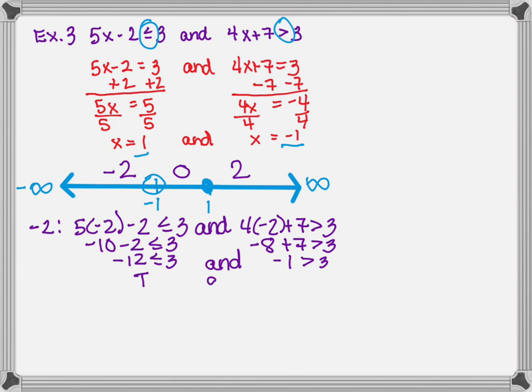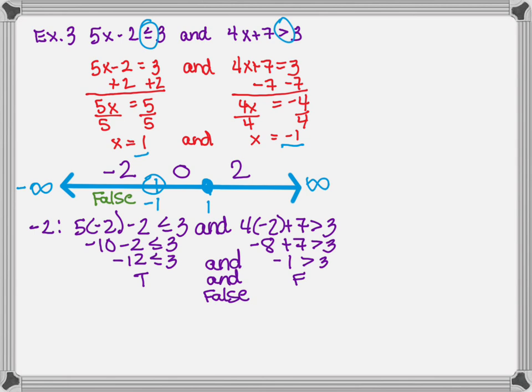That is true. And negative 1 is not greater than 3. That is false. For and to be true, they both need to be true. If any of them, even if it's just one, is false, then the and statement is false. So because we have at least one false statement, this and statement is false. So I'll put false on the interval where we got the negative 2.